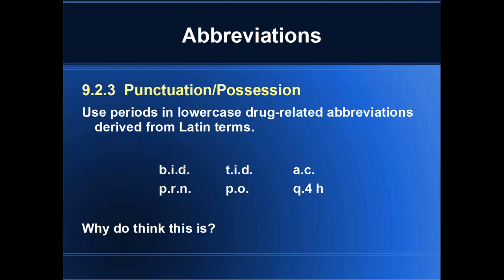And now I'm moving fairly quickly here. But we do use periods in lowercase drug-related abbreviations derived from Latin terms. And as you can see here, of course, b.i.d., this is fairly straightforward, and this is listed in your Book of Style as well, right before the dangerous abbreviations. So actually, we're just about at questions, and then we're going to try to end on time here. So b.i.d., t.i.d., a.c., which is short for before meals, p.r.n., p.o., and here you can see this is identified and indicated in the Book of Style as well, why there's no space between the q and the 4 there. And it's actually outlined why in the Book of Style. Essentially, it's just to avoid error. That's supposed to have a period there, by the way, as well. The system took it out right before I did. There's supposed to be a period there.